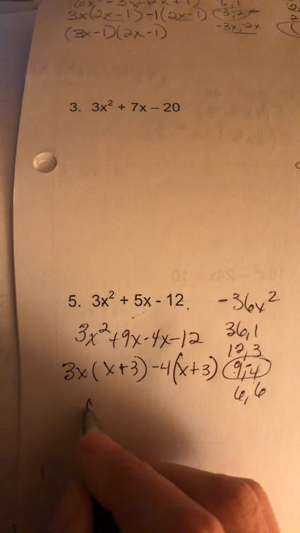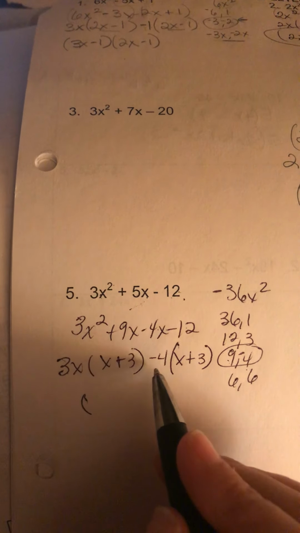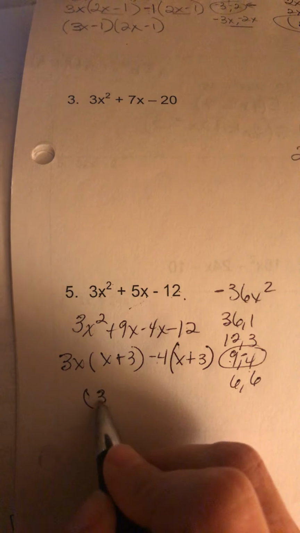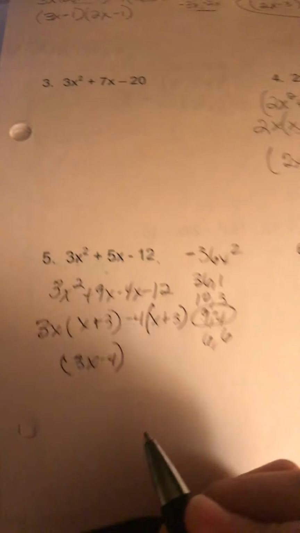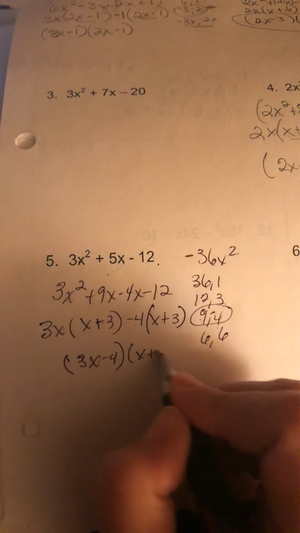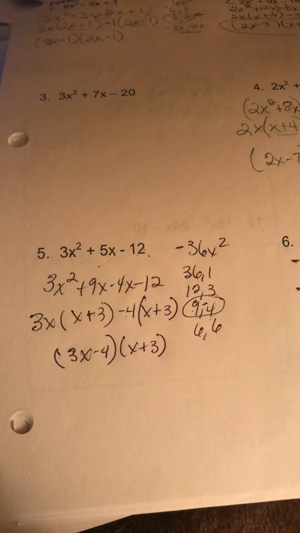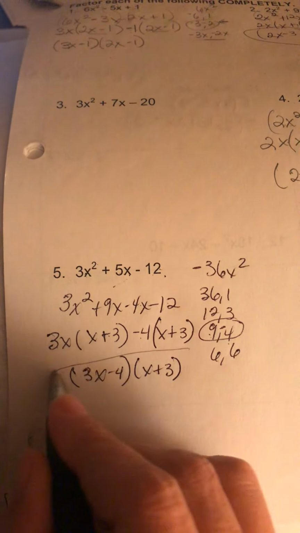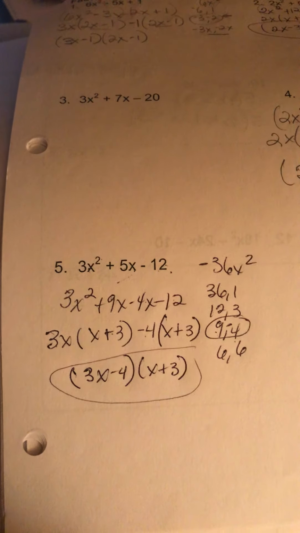Okay, so now you're just going to write your parentheses, 3x minus 4. Everything that's on the outside of the parentheses you combine, and then x plus 3 is in parentheses, so it's x plus 3. So this is your answer right here: 3x minus 4 times x plus 3.